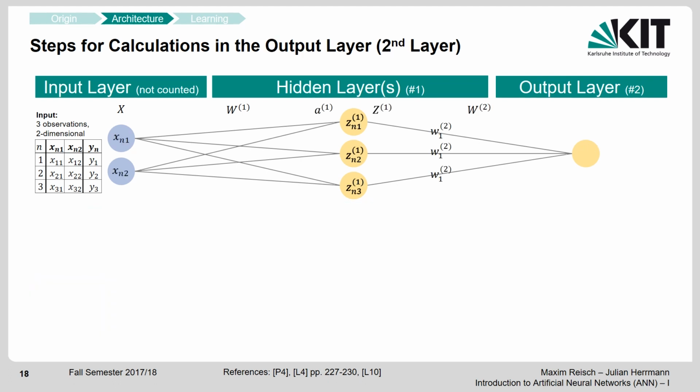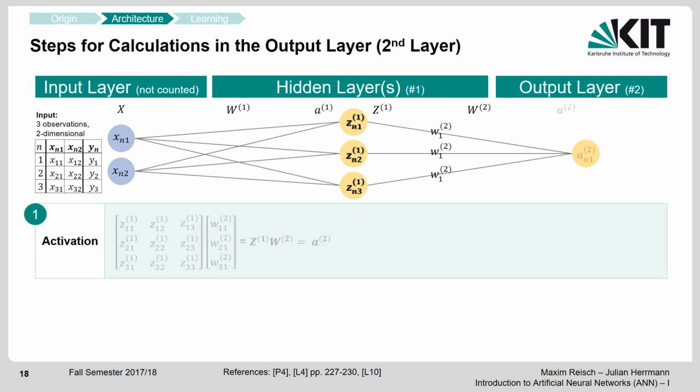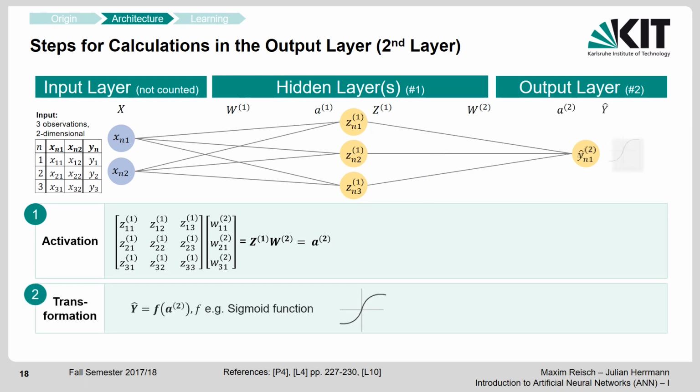To finish forward propagation, we need to propagate Z1 to the output y hat. So we have already calculated Z1 in the previous layer. All we need now is to multiply Z1 by the corresponding second layer weights W2 and apply the activation function again.